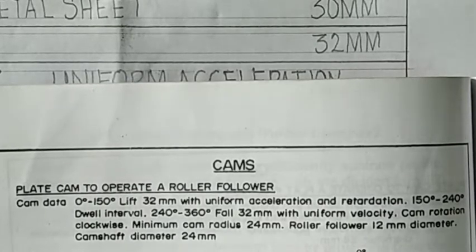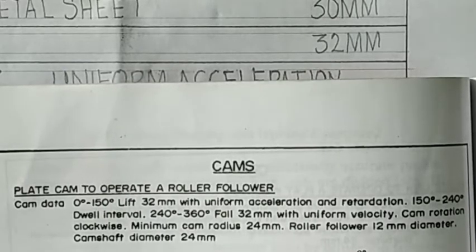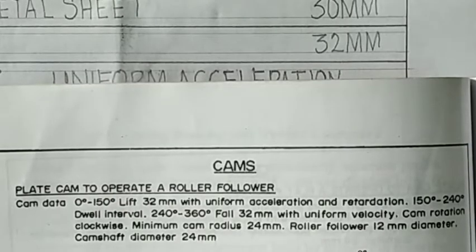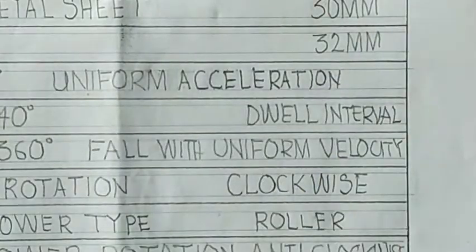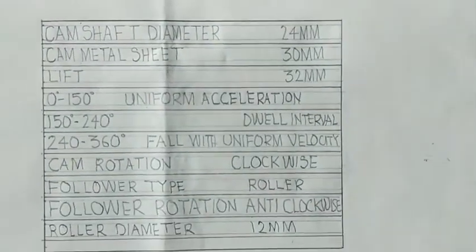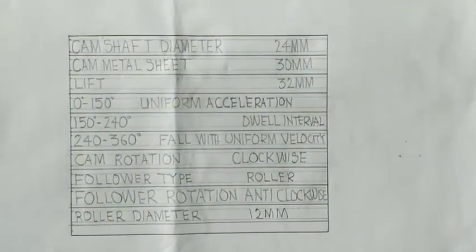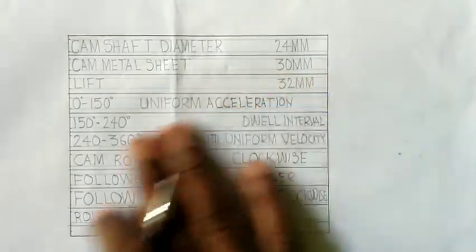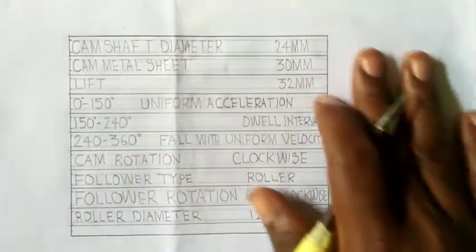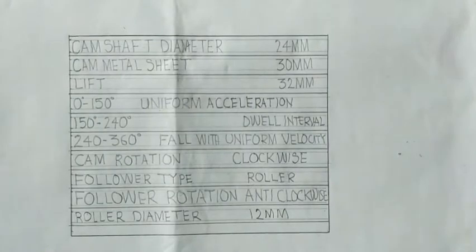Roller follower is 12 millimeter diameter. Then CAM shaft diameter is 24. The first thing you need to do is to put all these parameters in a tabular form, and this is how it goes. Put it in this form this way. When you do this, it's very important to tabulate them in this way.